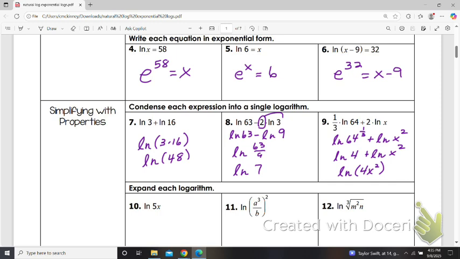So now we're going to go the opposite direction. We were condensing. Notice our final answers were shorter. Now we're going to expand, so our final answers are going to get longer. And even though it says log on the bottom of your reference sheet, it should still be helpful here. So natural log of 5 plus the natural log of x.